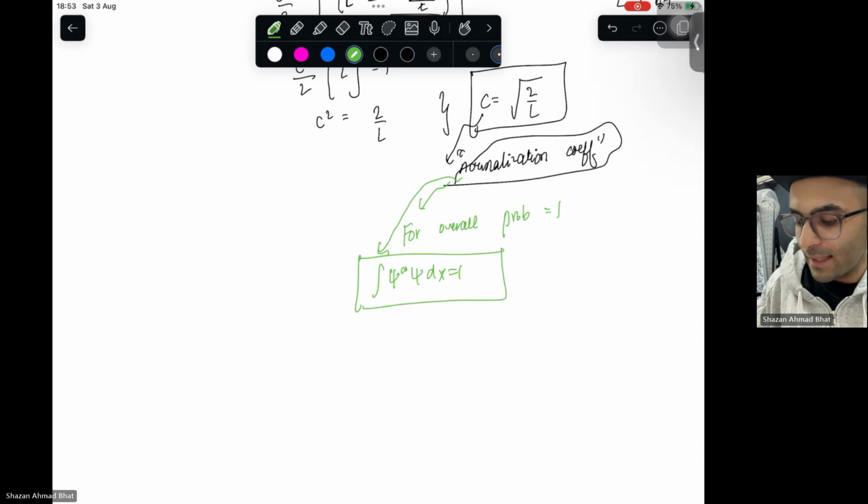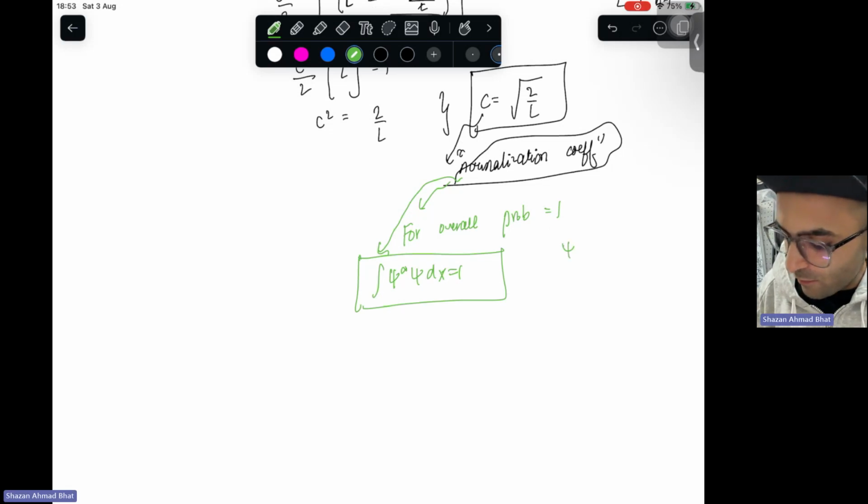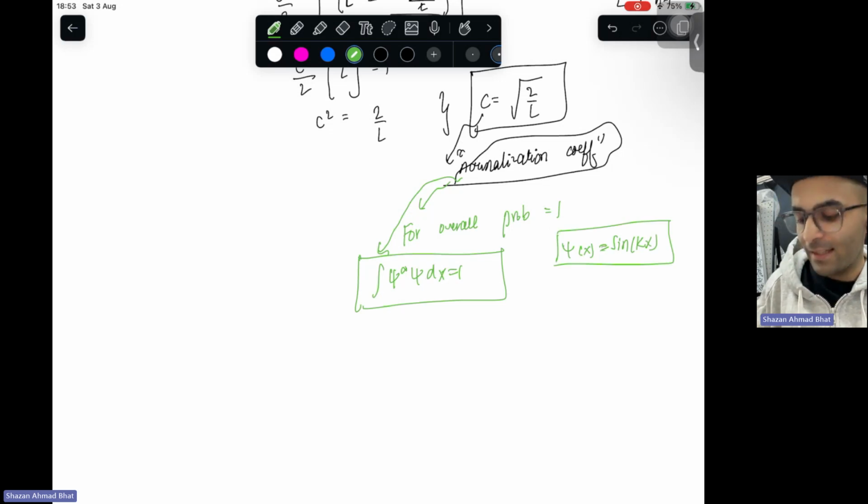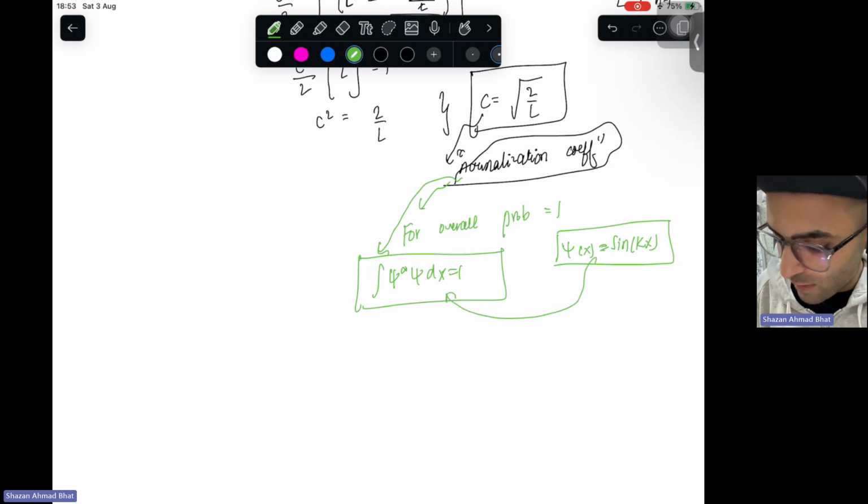You cannot say that if you have a wave function psi of x equals sine of kx only, the overall probability, or psi star psi, equals 1. You won't get the correct result. That's why this particular normalization coefficient is important. It ensures that the overall probability is 1.